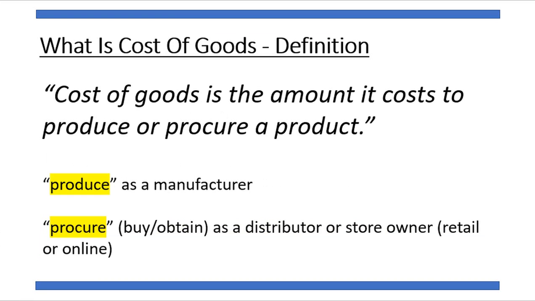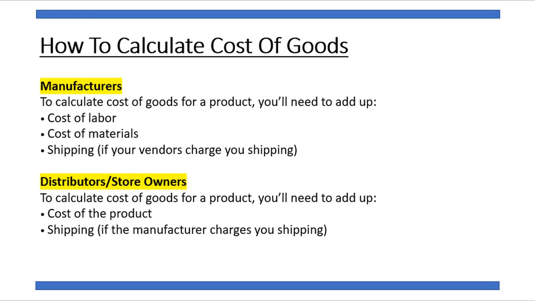So you might wonder, what is cost of goods? Cost of goods is the amount that it costs to produce or procure a product. We usually use the phrasing produce if you're the manufacturer of it, or procure if you're the store owner or e-commerce owner where you're buying or obtaining it. So that's cost of goods.